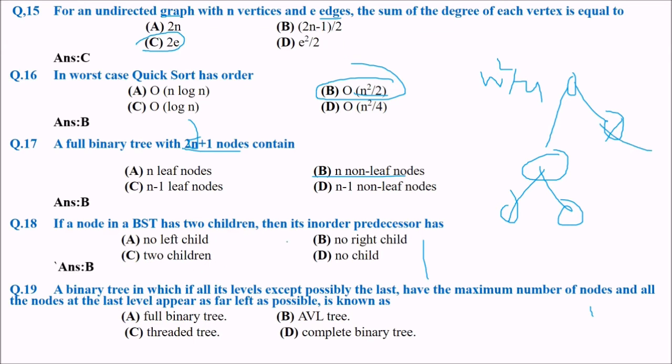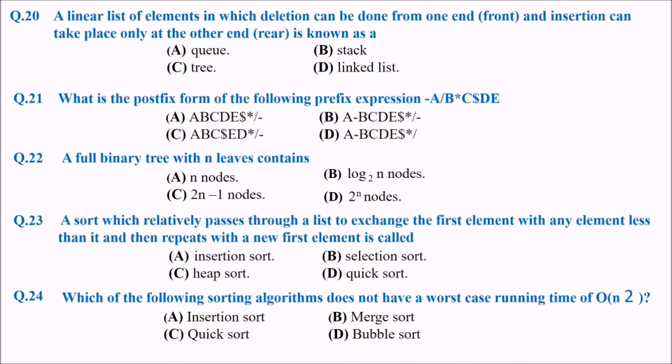If a binary tree in which all its levels except possibly the last have the maximum number of nodes, and all the nodes at the last level appear as far left as possible, is known as... Now this is a very important question. In a binary tree in which all its levels except possibly the last have the maximum number of nodes, and all the nodes at the last level appear as far left as possible, this is known as a full binary tree. There is a difference between a full and a complete binary tree. So this definition is for full binary tree.